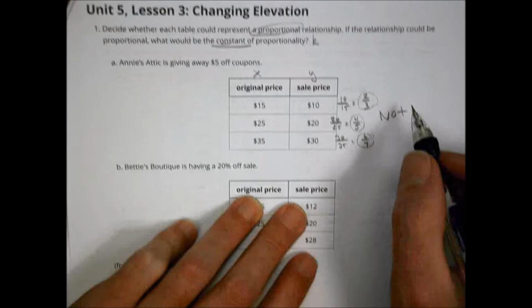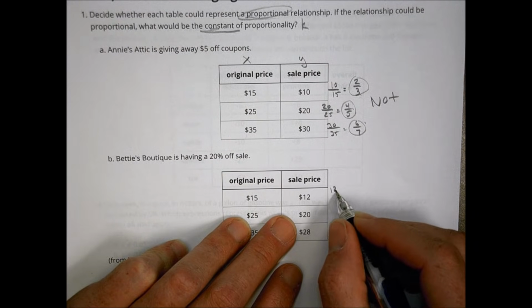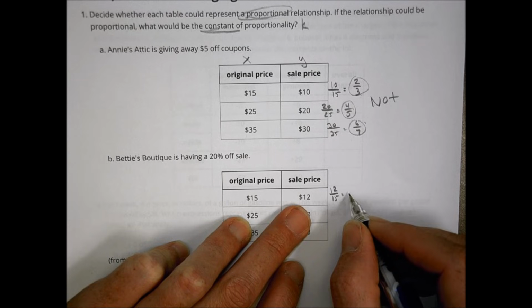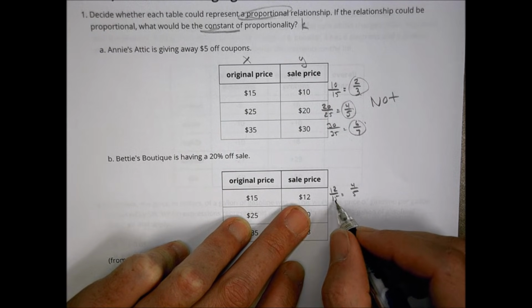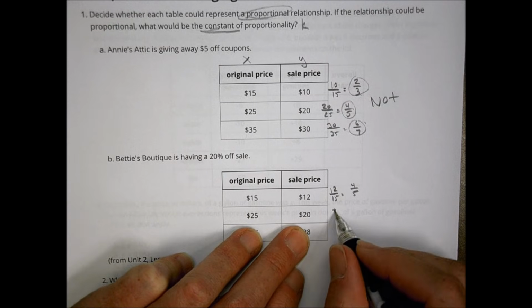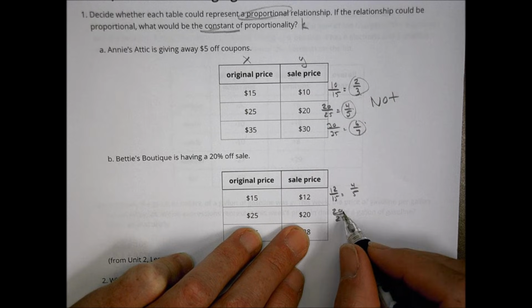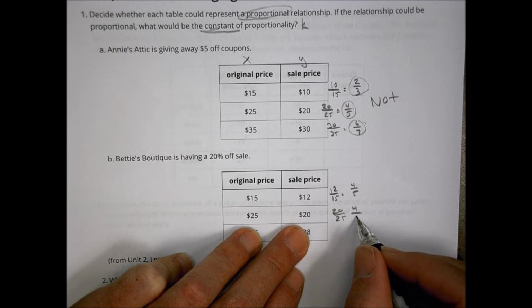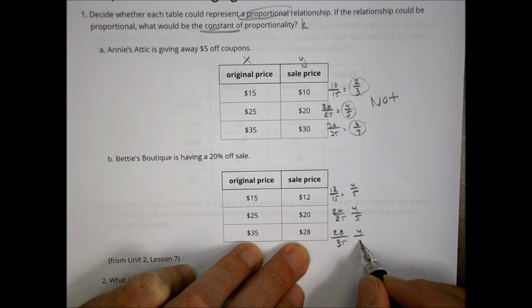For the boutique, having a 20% off sale, we can look at this and say, well, 12 over 15 can reduce down into 4/5. 3 goes in there 4 times, 3 goes in there 5 times. 20 over 25, 5 goes in here 4 times, and 5 goes in here 5 times. And then 28 over 35, 7 goes in there 4 times, 7 goes in there 5 times.